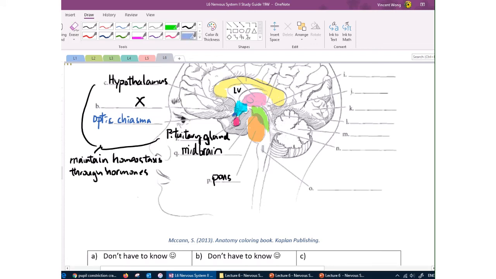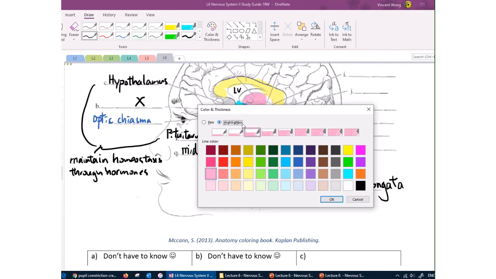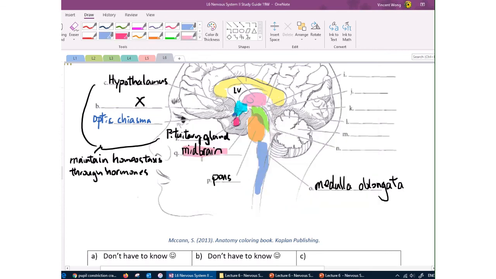And below that, we have the medulla oblongata. Medulla oblongata. Various reflex centers there for swallowing and coughing reflex, for example. And so the midbrain, pons, and medulla oblongata, they form the brainstem. Okay, so I'm going to highlight them for you. Midbrain, pons, and medulla oblongata. Right, these parts will form the brainstem.